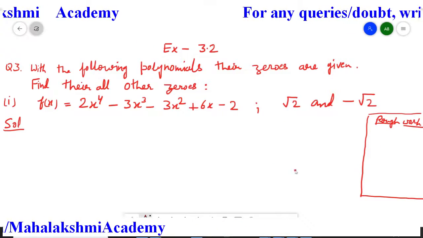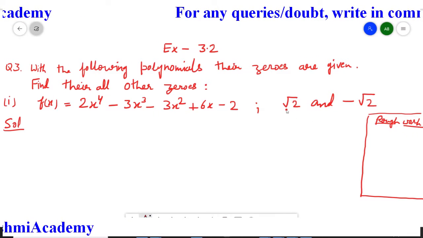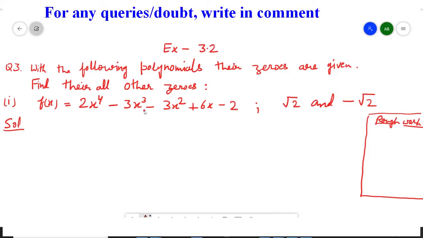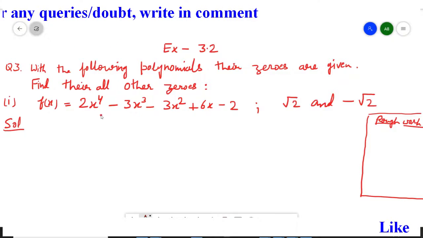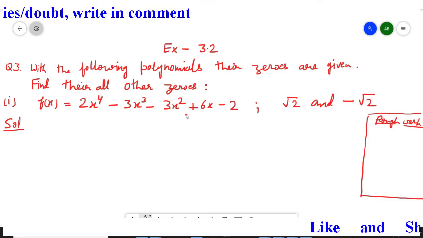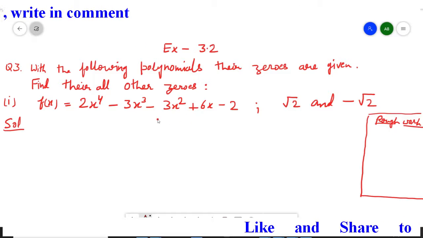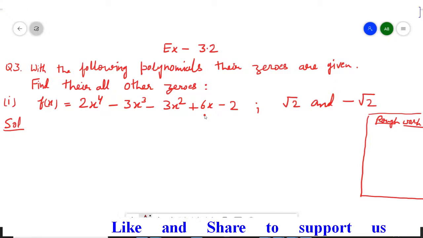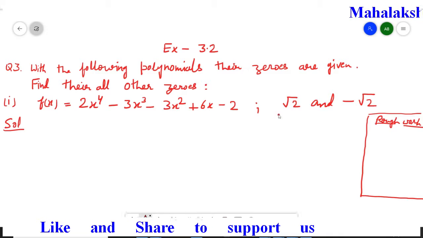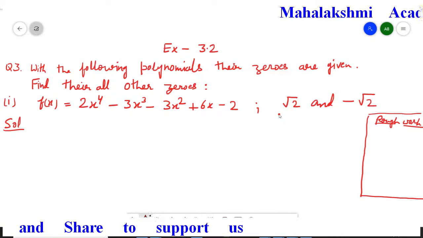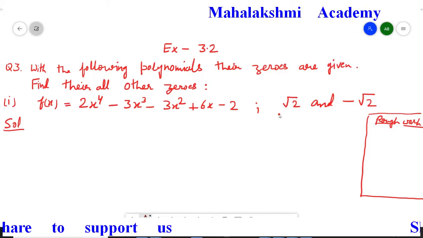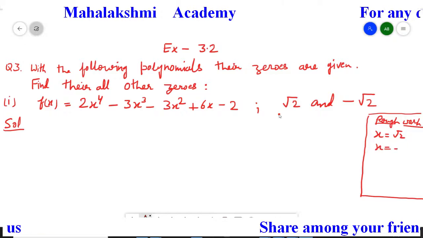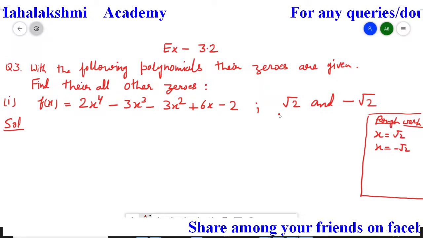So for it, first we'll write here, now I hope you might know the meaning of zeros, but I am explaining here anyway. Zeros means the value of the variable. So what is the variable here? x. So if that value of the variable is substituted in the polynomial, and we solve the polynomial, the complete polynomial is going to be 0. That's why it is named the zeros. So the values of the variable are x equal to root 2 and x equal to minus root 2.